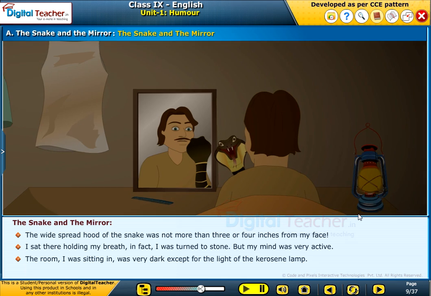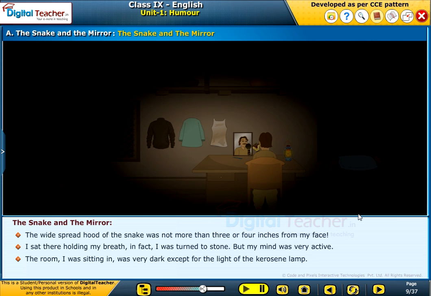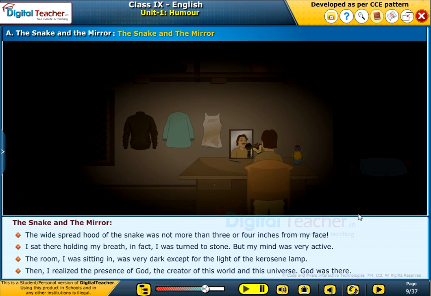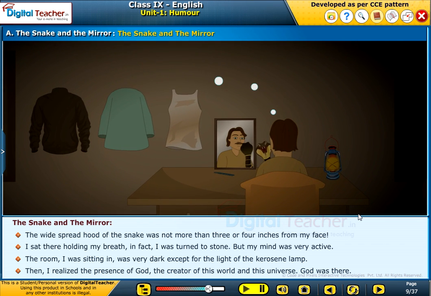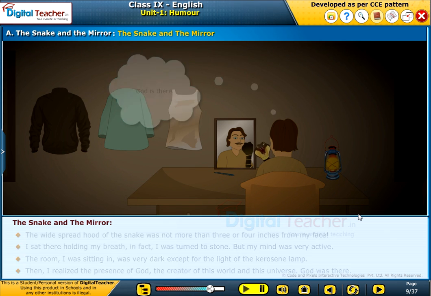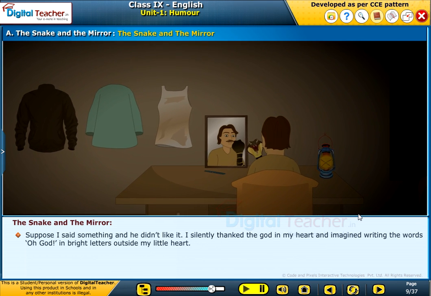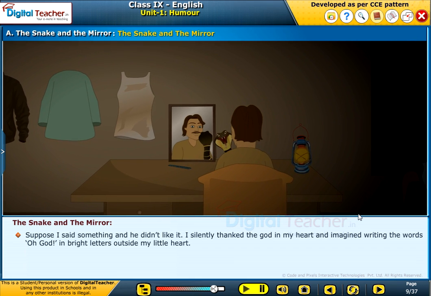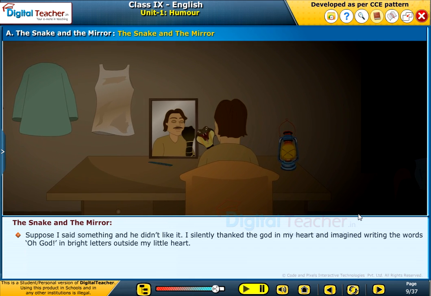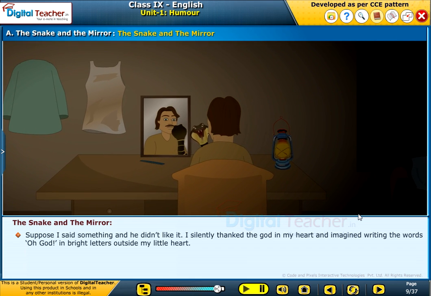The room I was sitting in was very dark except for the light of the kerosene lamp. Then I realized the presence of God, the creator of this world and this universe. God was there. Suppose I said something and he didn't like it. I silently thanked God in my heart and imagined writing the words, "Oh God," in bright letters outside my little heart.